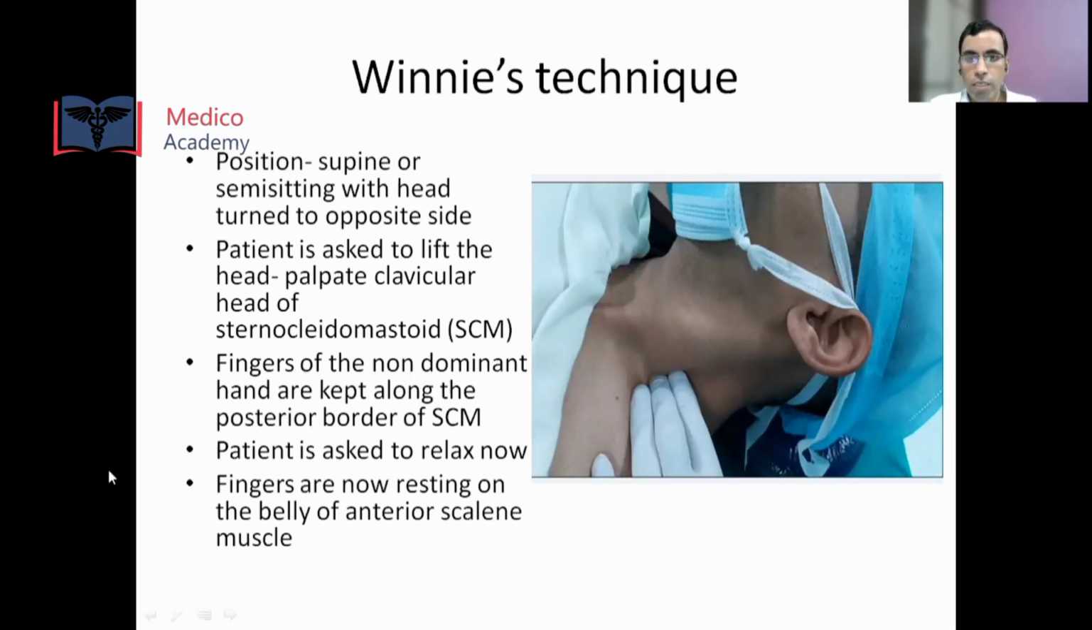Patient is positioned supine with head turned towards the opposite side. Patient is then asked to lift the head so as to palpate the clavicular head of sternocleidomastoid muscle. Fingers of the non-dominant hand are kept along the posterior border of sternocleidomastoid muscle. Patient is then asked to relax. Fingers of our non-dominant hand are now resting on the belly of anterior scalene muscle.